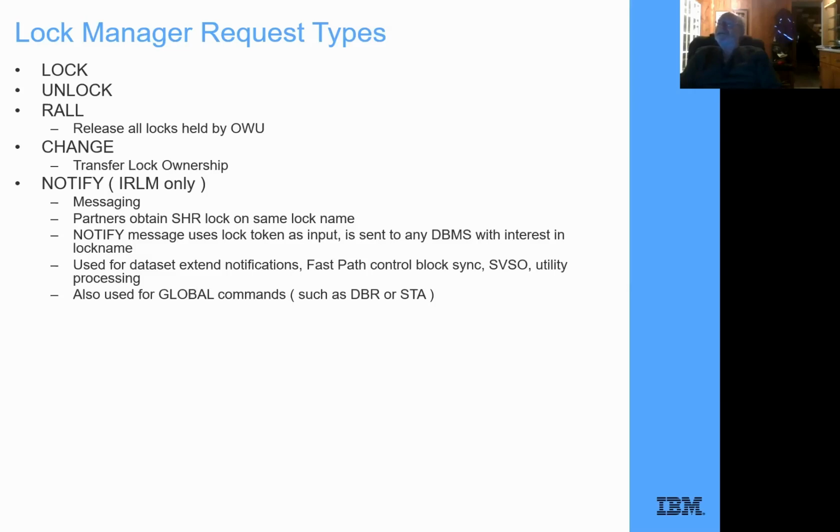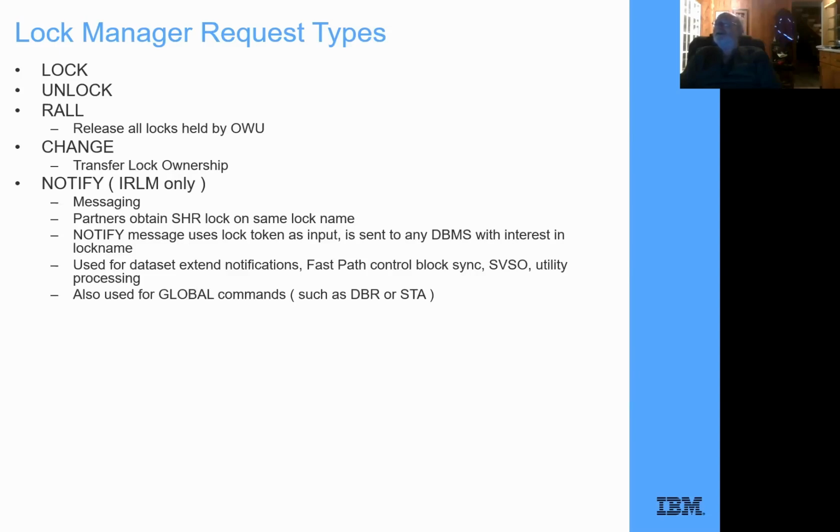And notify, that's an IRLM only function, and it's messaging. The way it works is that partners obtain a shared lock on the same lock name. The lock doesn't have to be a database name or a segment or anything. The lock name is totally arbitrary, so long as all partners get this share lock on the same lock name.